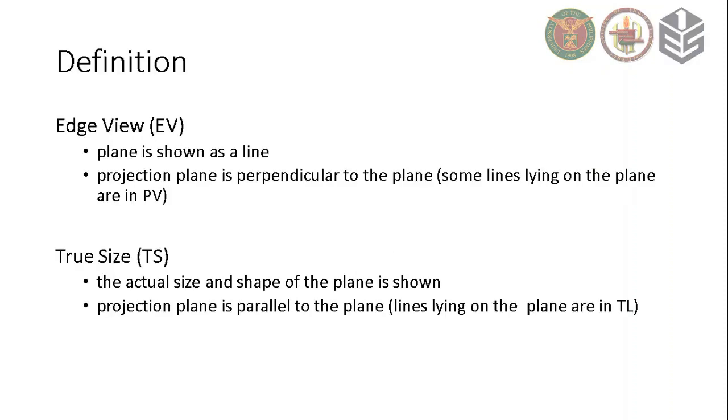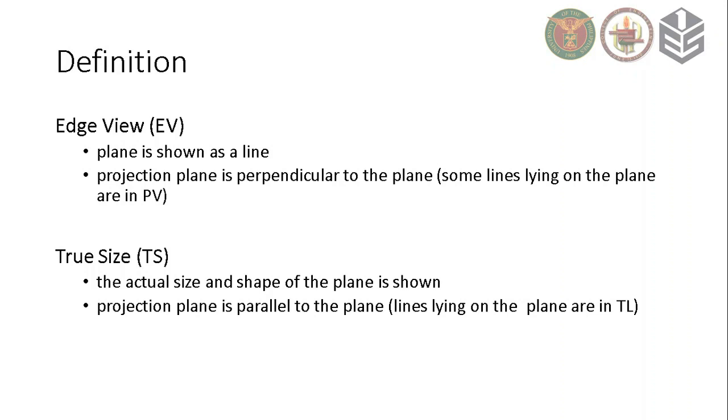A plane is in edge view if it appears as a line in that view. EVs can be obtained by using a projection plane that is perpendicular to the given plane. Take note that if a plane is in EV, some lines lying along the plane are in point view.